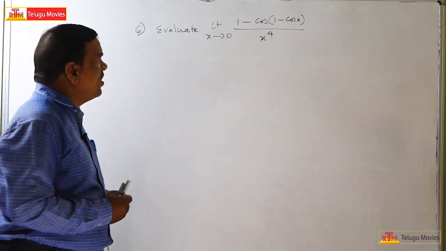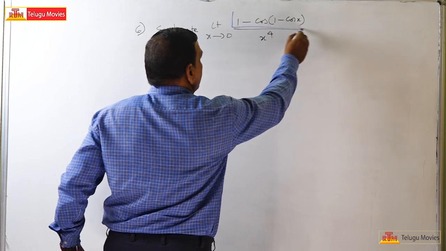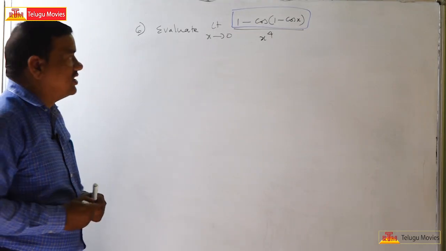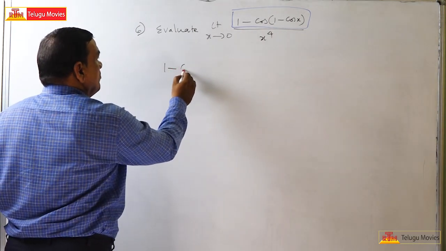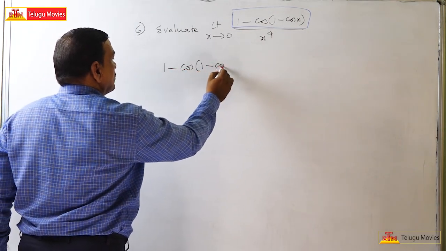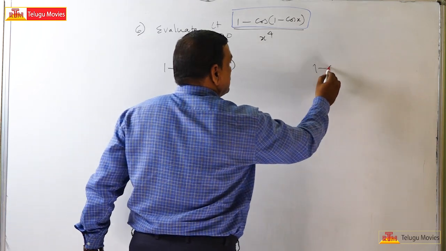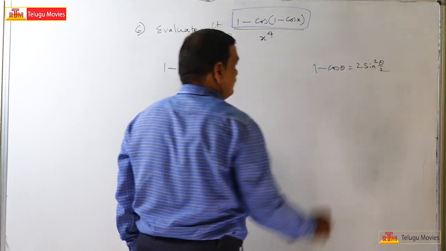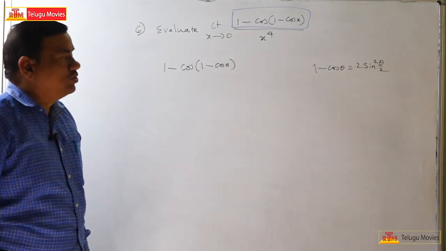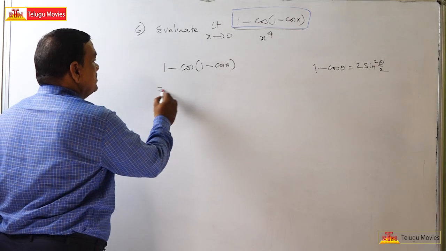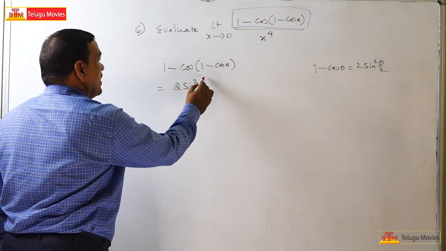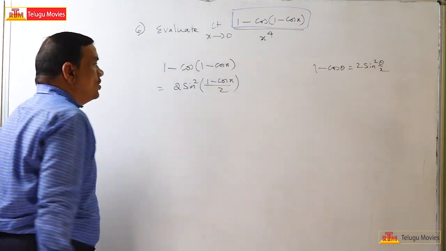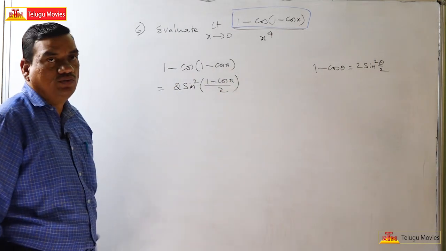Okay. So first of all, let us simplify the numerator. To simplify this, you have to know some trigonometric results. So here first I will take 1 minus cos of 1 minus cos x. See here, 1 minus cos theta is equal to 2 sin square theta by 2. 1 minus cos theta is equal to 2 sin square theta by 2.